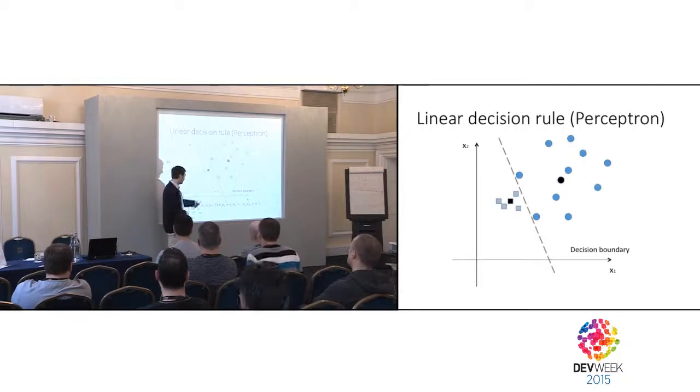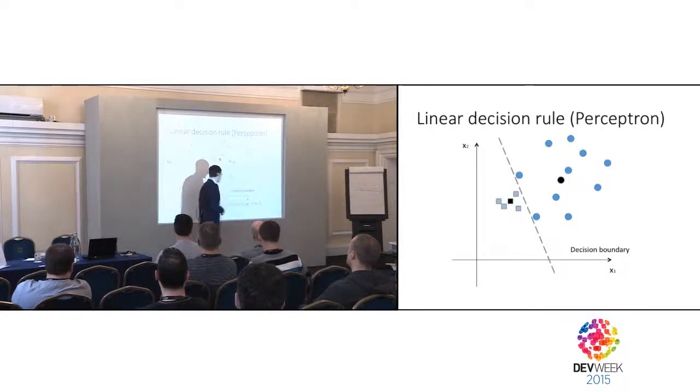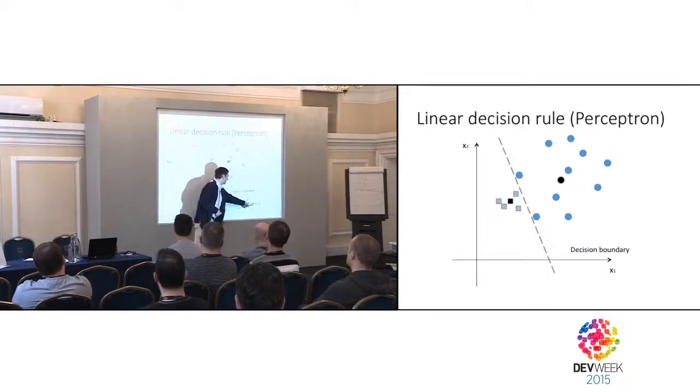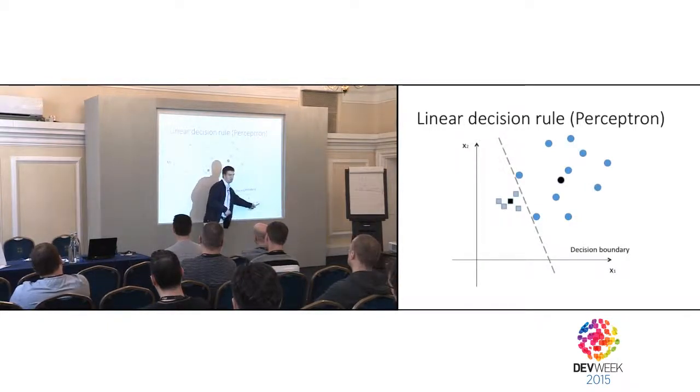This function is constructed in the following way. We take a stepwise activation function around the sum of weighted inputs plus the W0 coefficient, which is not multiplied by inputs. It's called bias.